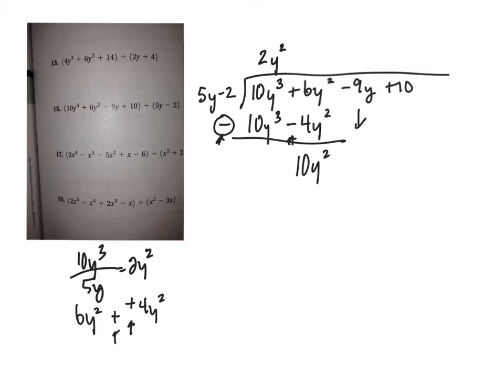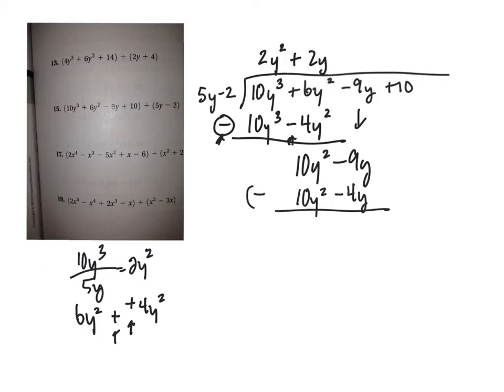Okay, now I'll bring down the next number, negative 9y. Now I'll divide 5y into 10y squared, and that'll just go plus 2y times. So plus 2y. Now I'm going to take this 2y and multiply it by each of the things over here. So 2y times 5y is 10y squared. 2y times minus 2 is minus 4y.